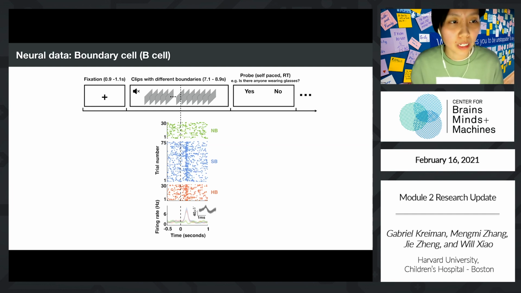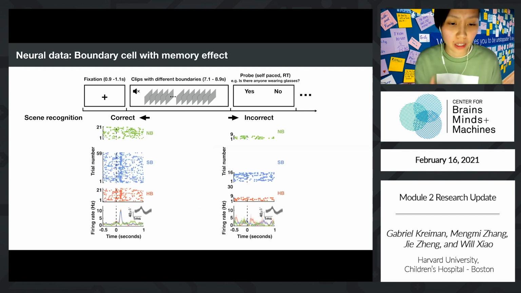If we now split this plot based on subjects' subsequent memory performance in the scene recognition, whether they get it correct or incorrect in the task, what we have found is that the increased firing rate in the soft boundary and hard boundary conditions comes mainly from the correct trials, but not from the incorrect trials.